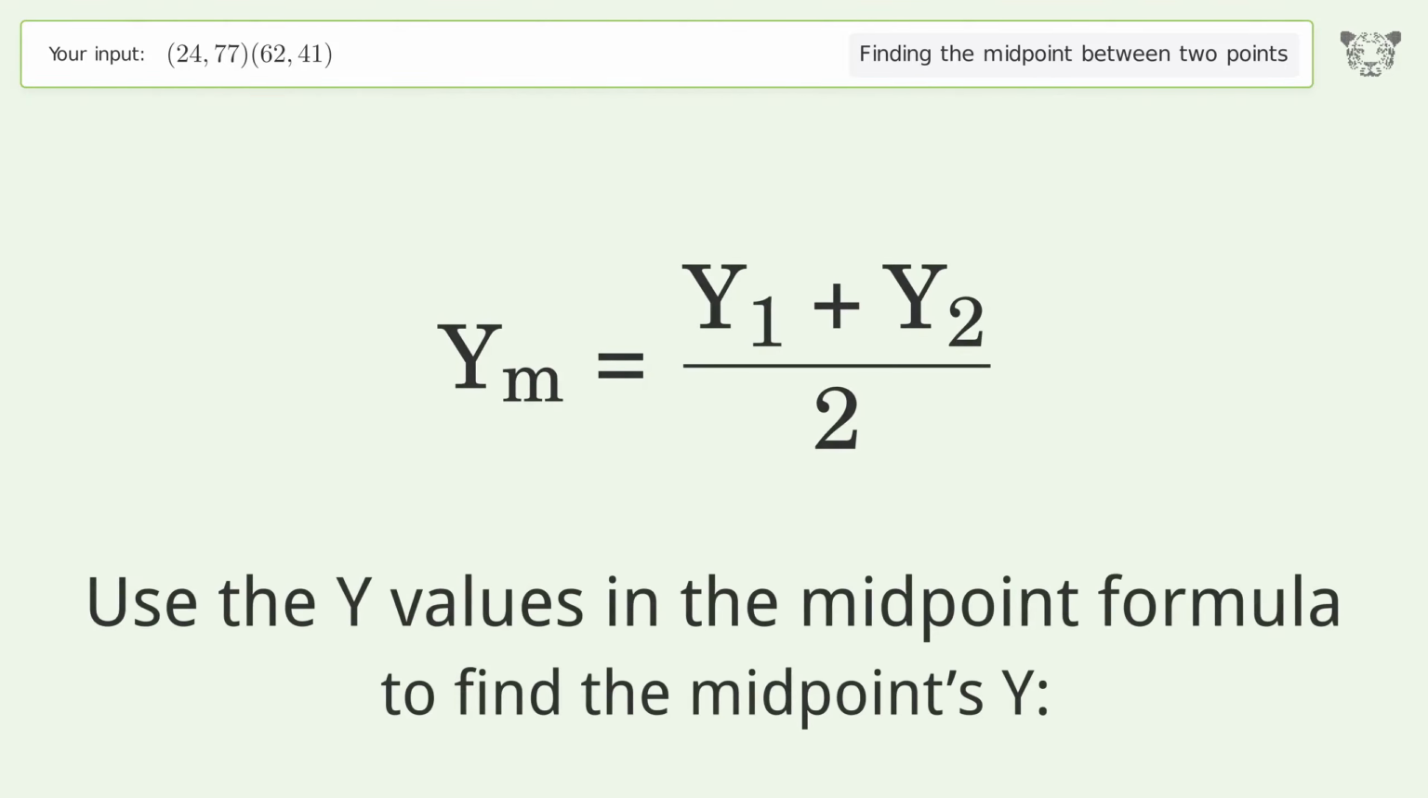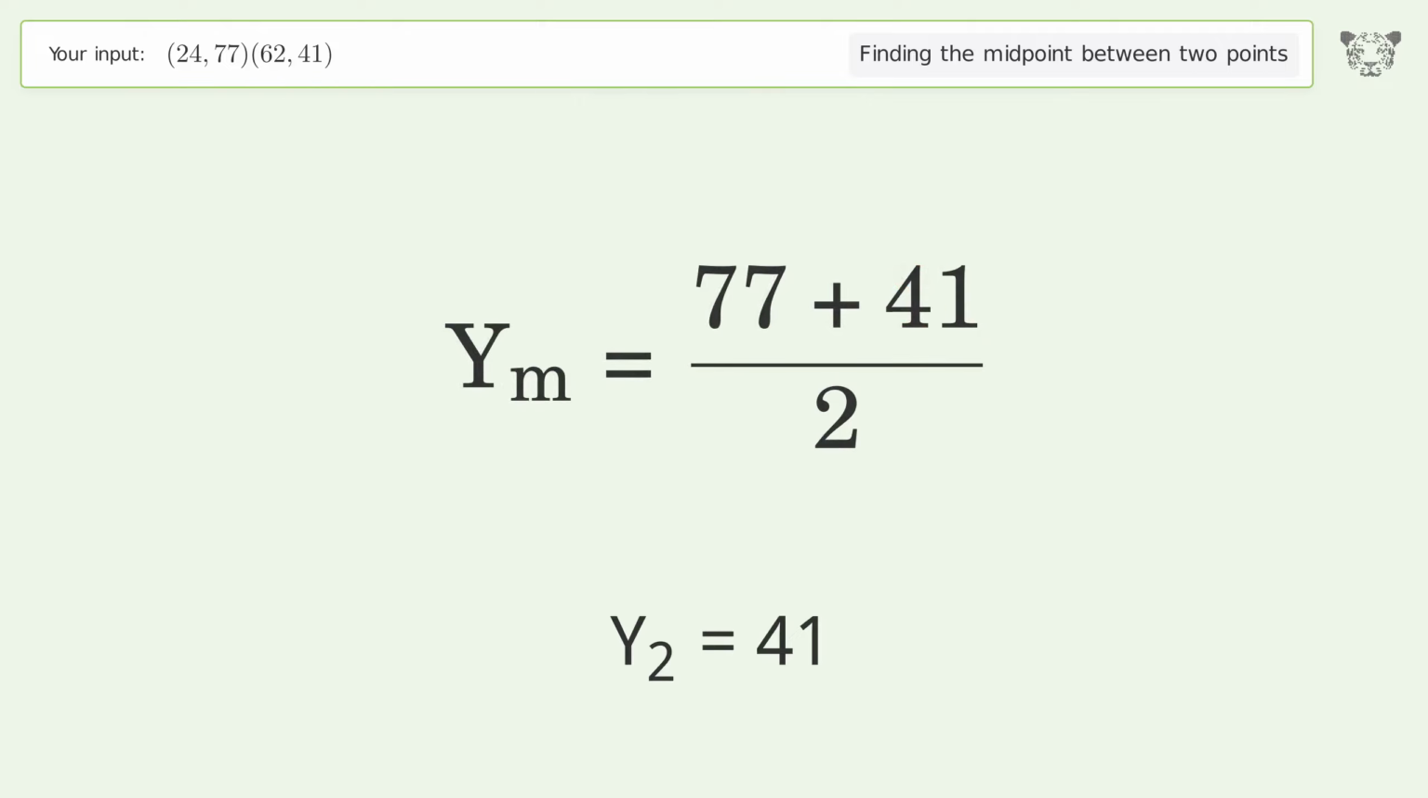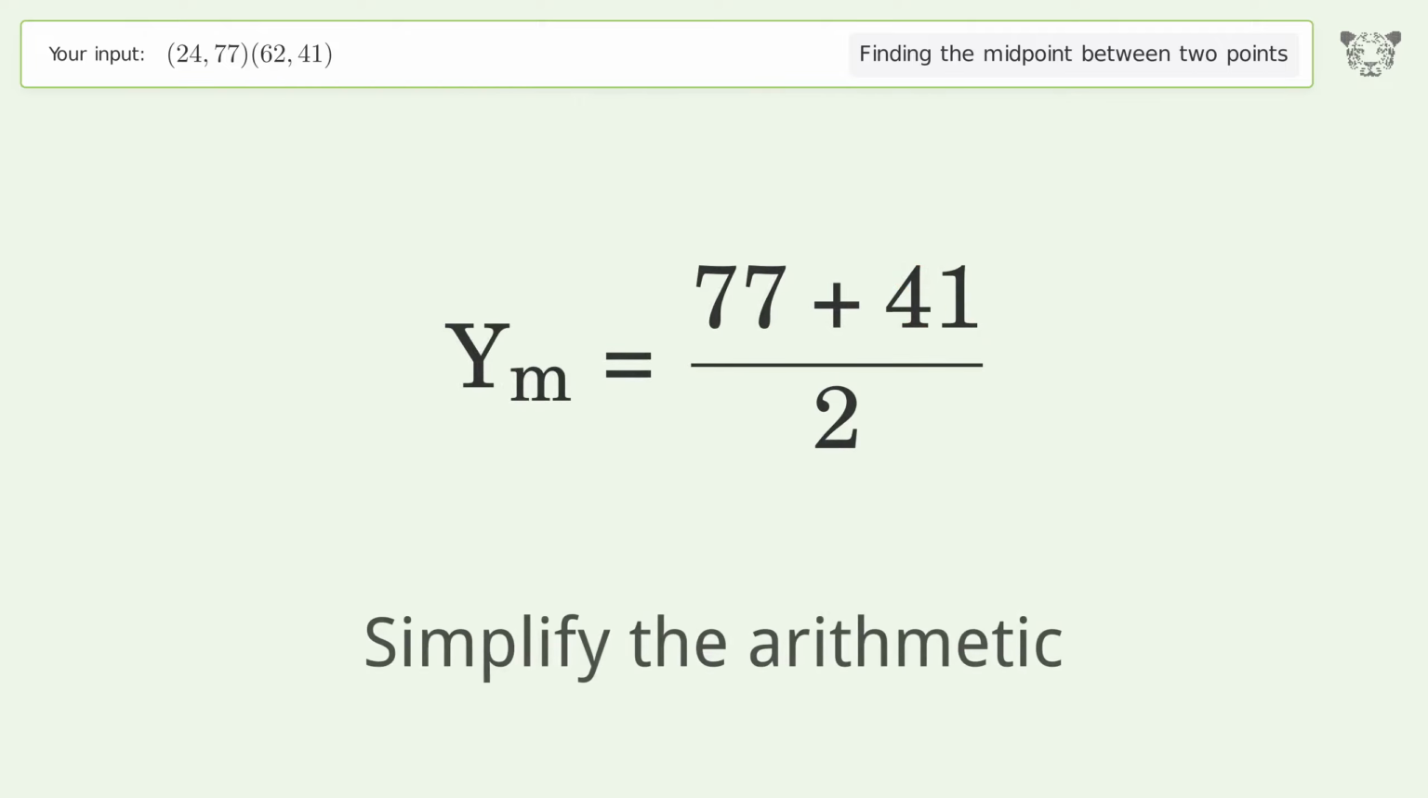Use the y values in the midpoint formula to find the midpoint's y. y1 equals 77. y2 equals 41. Simplify the arithmetic.